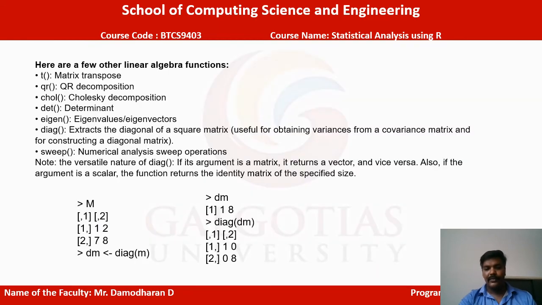Okay. The next one is linear algebra using matrix transpose, QR decomposition, Cholesky decomposition, determinant, eigenvector, eigenvalue, and square matrix. For all of these we use direct functions. In the example, the matrix value is loaded, after which we get the diagonal value, and then we see the diagonal results.